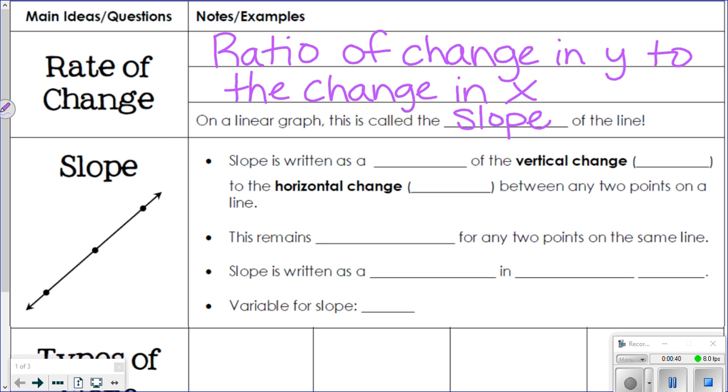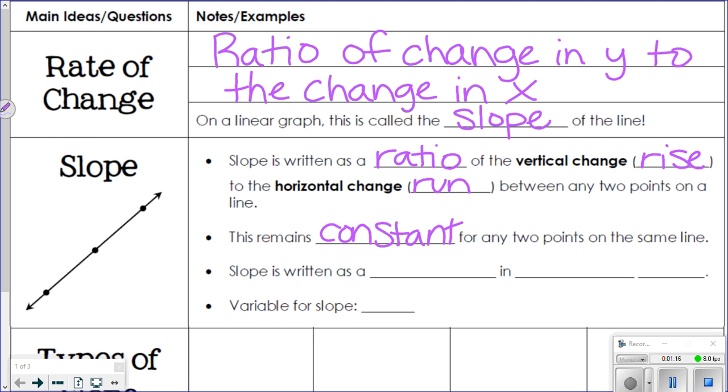Slope is written as a ratio of the vertical change, which we call the rise, to the horizontal change, which we call the run, between any 2 points on a line. This remains constant for any 2 points on that same line.